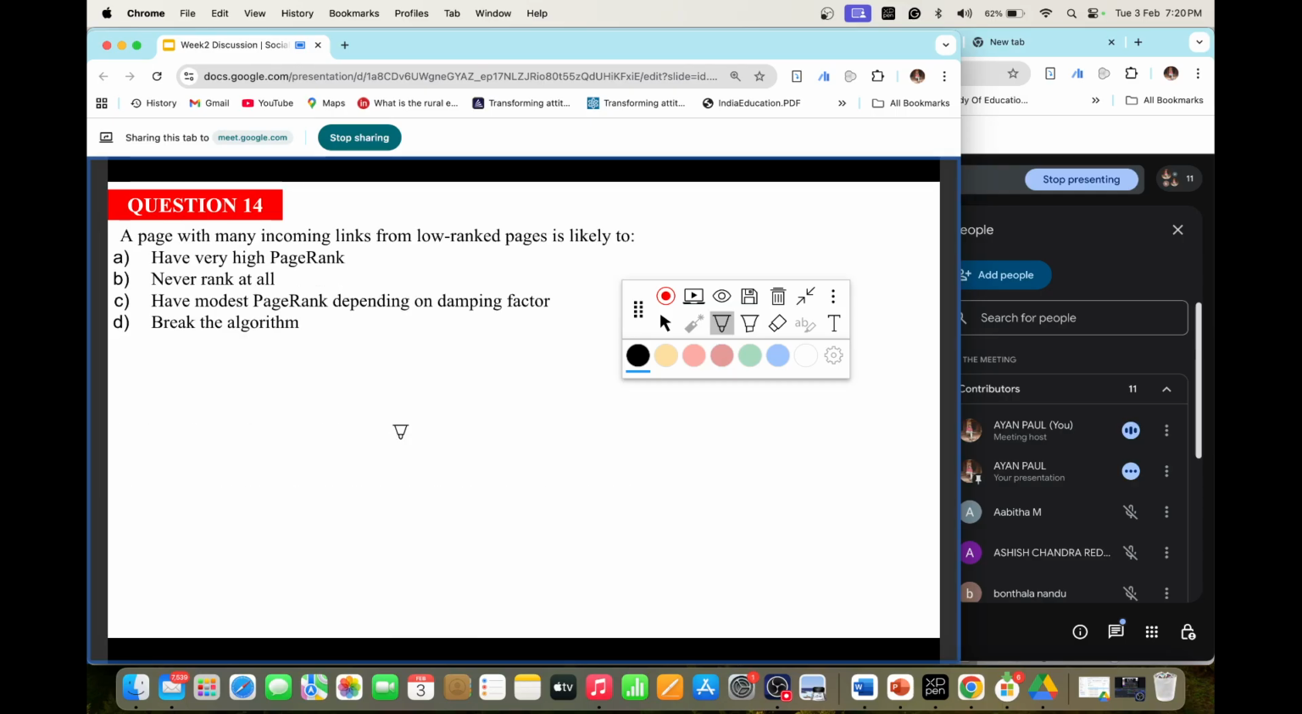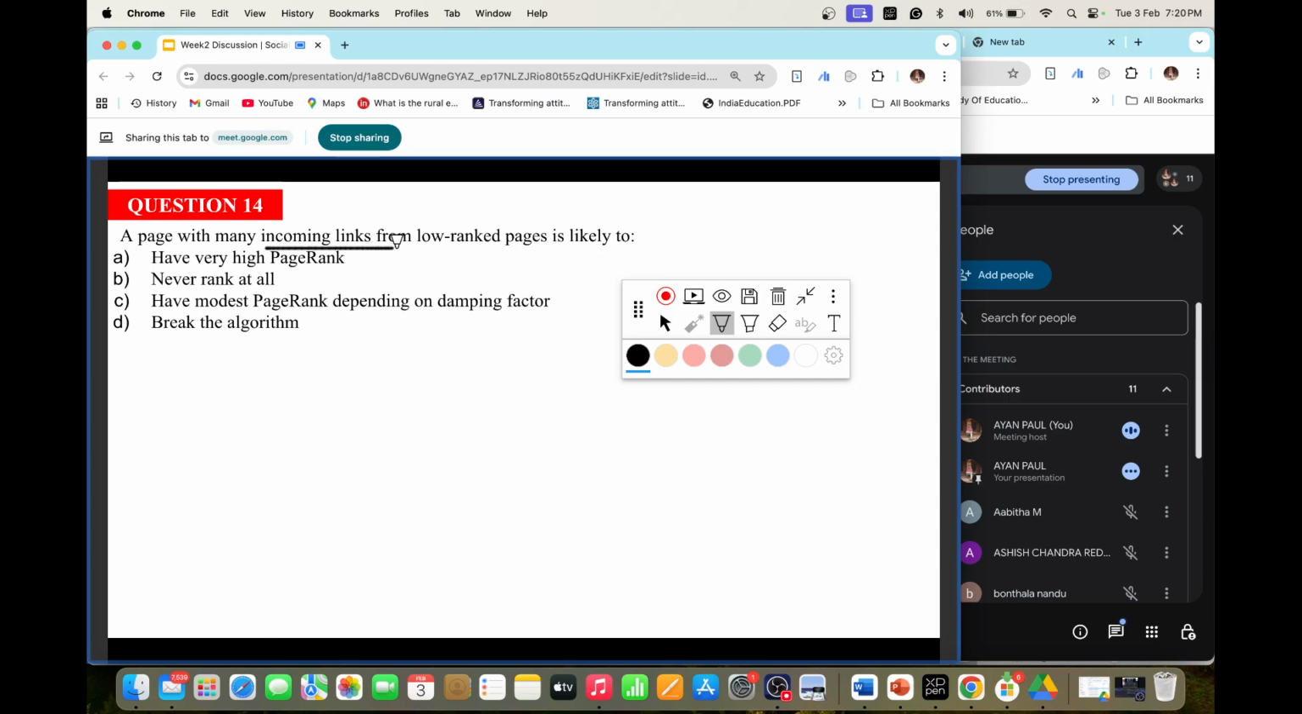Now let's move on to the next question, question number 14. A page with many incoming links from low ranked pages is likely to: have a very high page rank, never rank at all, have modest page rank depending on the damping factor, or break the algorithm.